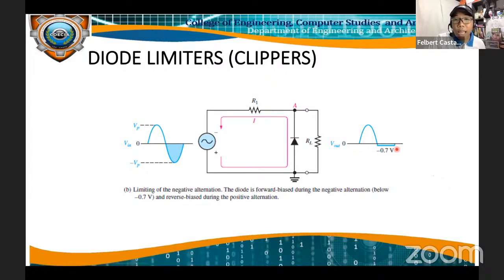So ang nangyari, ni-clip niya yung mismong negative half cycle. So this is an example of a negative clipper or negative na limiter. Yun yung other term. Kasi ni-clip niya yung negative na half cycle ng waveform or input natin. Okay po ba? Questions?